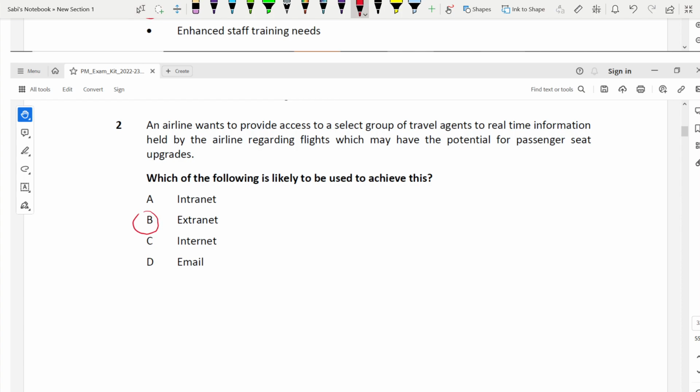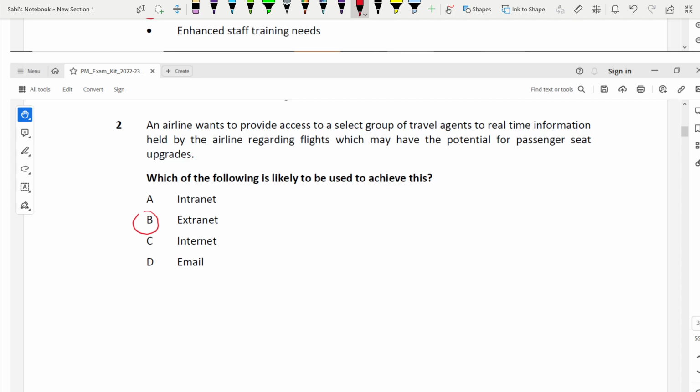Because in an extranet, you can limit the users as well as limit the information. Whereas in an intranet, the information will be more. It's unlikely that you can limit information. The internet is available to the wide public, and email does not give any real-time information.